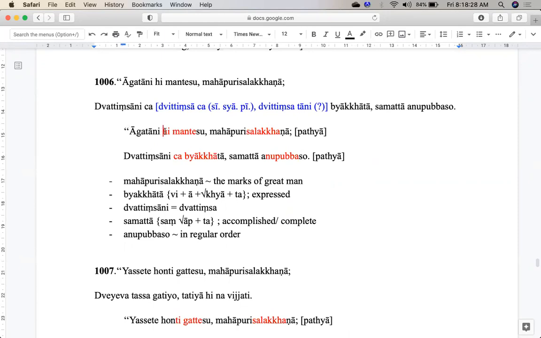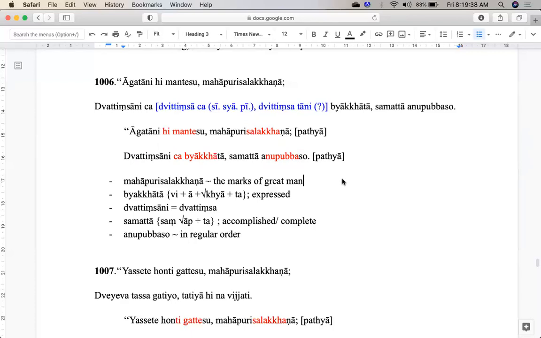Agadani, four syllables already. After that, hi, man, de, su: light, heavy, that is yagana. In the second line, mahaburi, four syllables already. After that, sa, light, lek, heavy, ka, light, heavy, light. So jagana, that is bhatya. And the second part, the line dvattasani, four syllables already. After that, here ja, bya, ka: light, heavy, that is yagana. And in the last line, samada, four syllables already. And then anubabaso, light, heavy, ba, light. So that is jagana, the same one also.